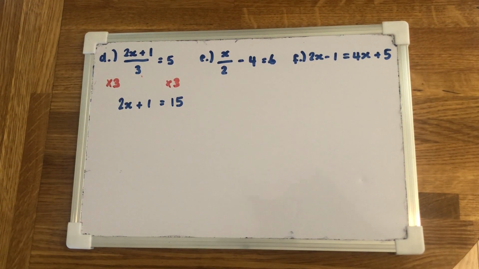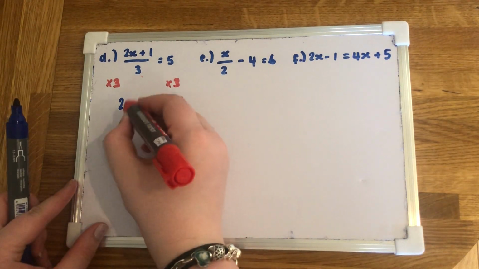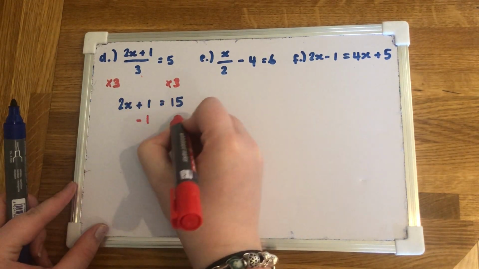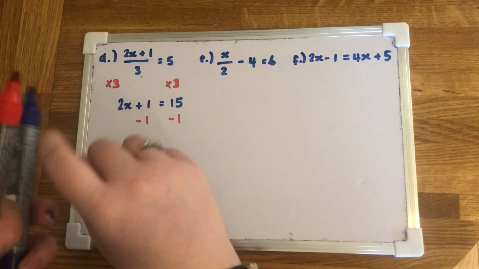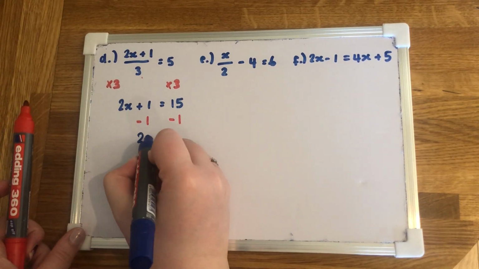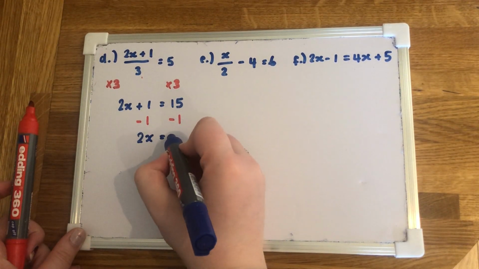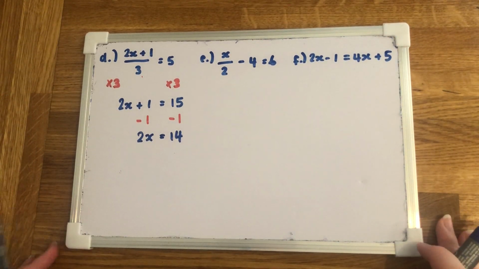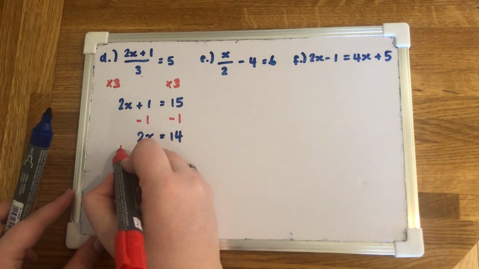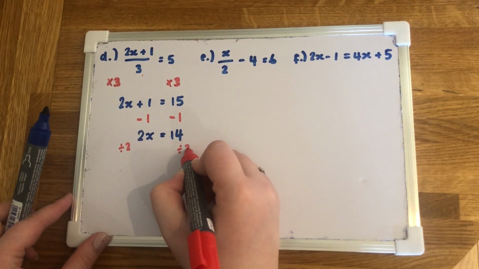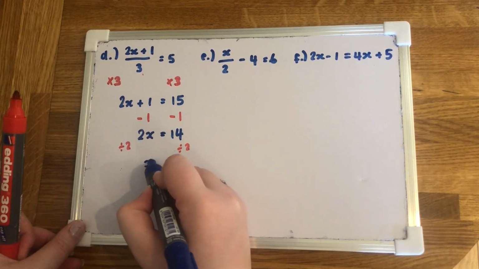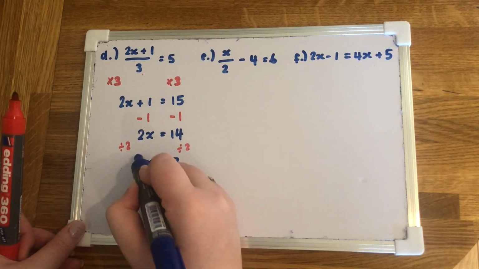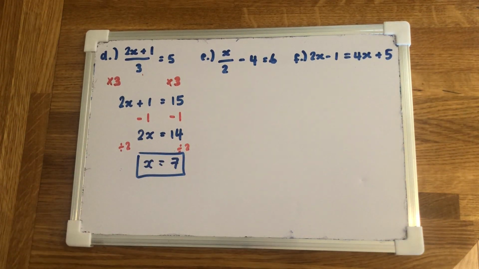And again, we're just going back to what we did before, so we don't want the 1 here, so we're going to subtract 1 from both sides, and we're left with 2x is equal to 14, okay, because 15 subtract 1. And then we divide both sides by 2 because we just want 1x, which gives us x is equal to 7. Okay, and that's all you need to do.